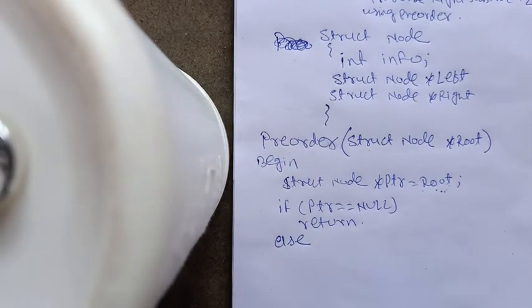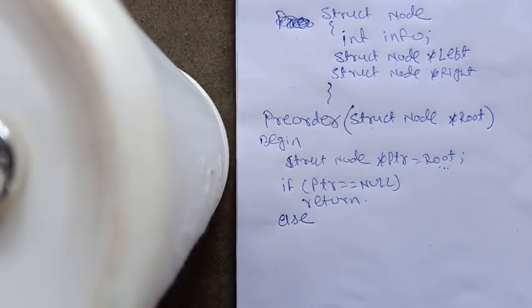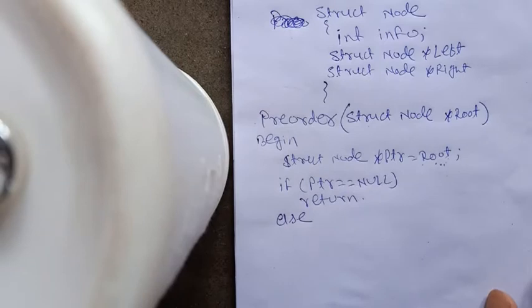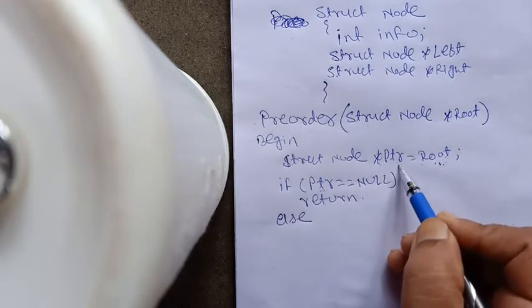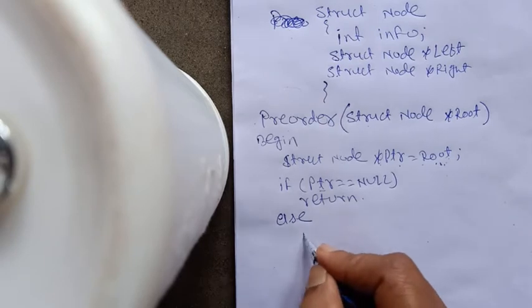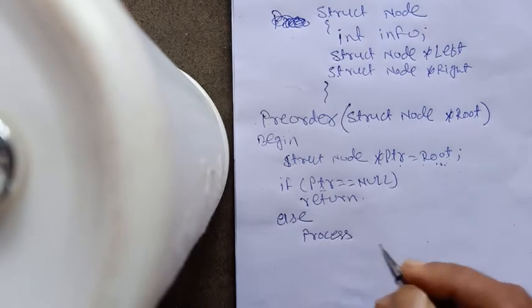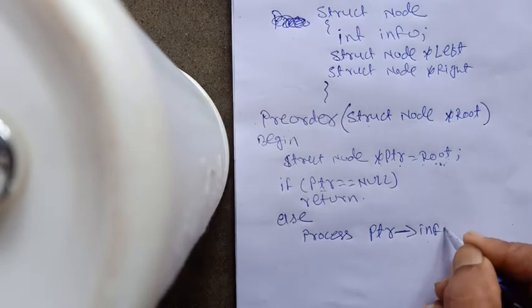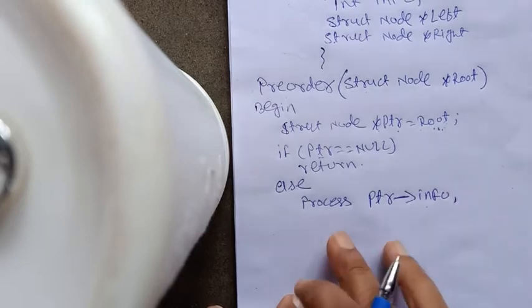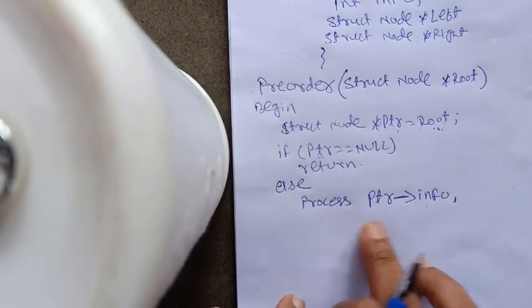We have 3 steps. So first, what should we do? We should process the node. We should process the info part of the node that we have visited or we have reached. See, if ptr is not null, then we have reached the root node. So first we will process the root node. So I can write process ptr of info. This statement will process the node that we have currently reached.